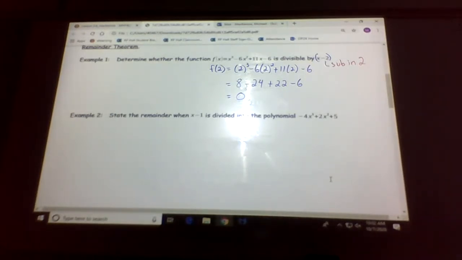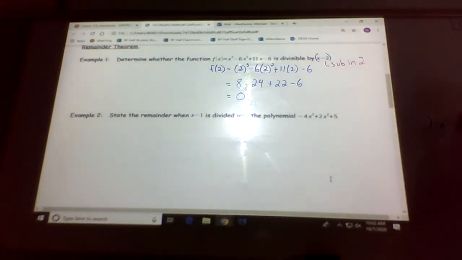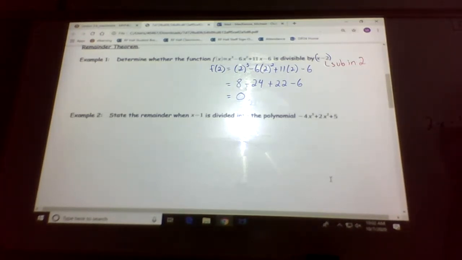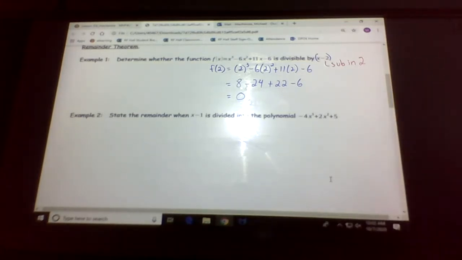The only problem is if it was like 2x minus 1, and it says if this is the divisor, you actually have to go through the process. Or, actually no, you don't. What would you plug in if this was the factor? 1 over 2, right? So you just make it equal to 0 and solve for x, 1 over 2. Or you take this number over that number. That's it. Okay, that's the first one.